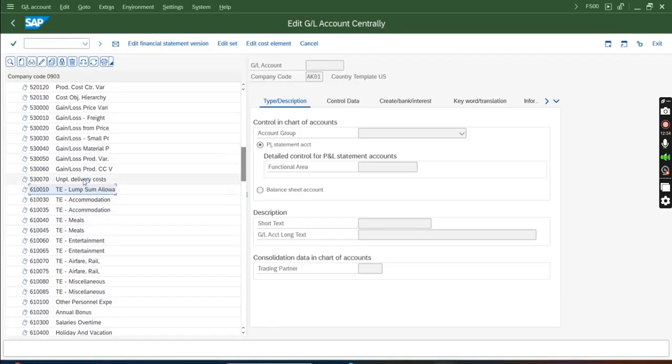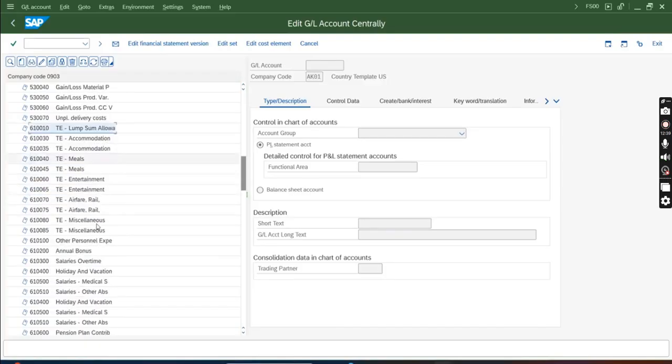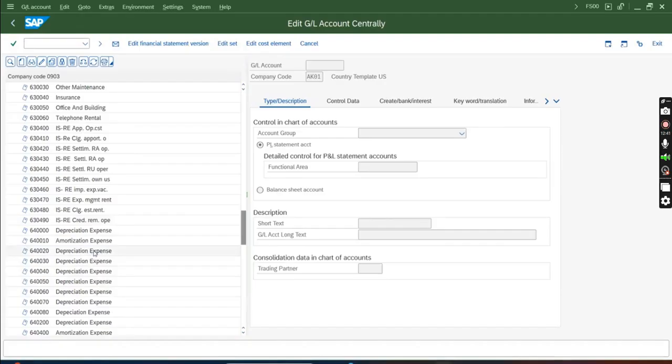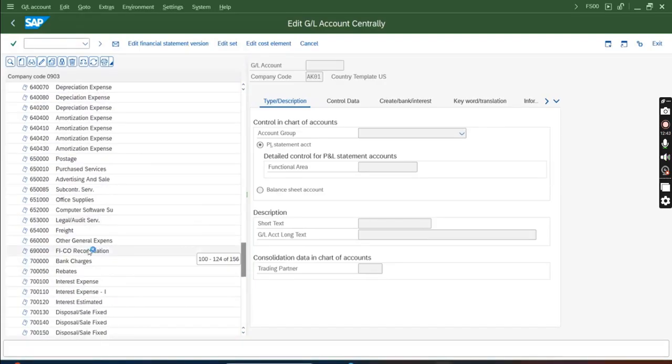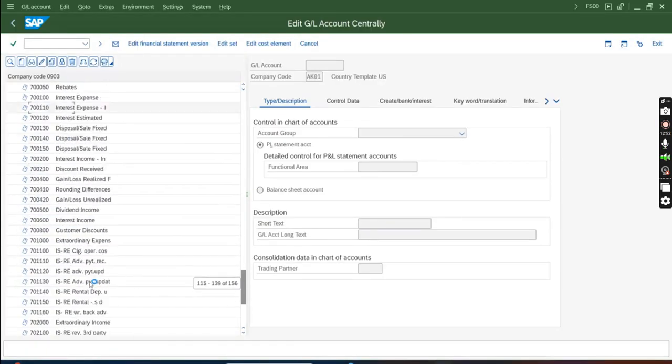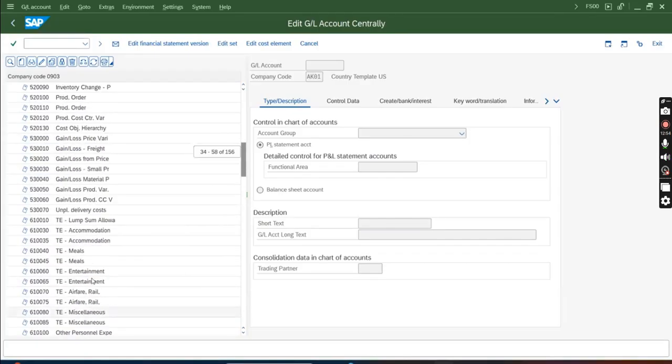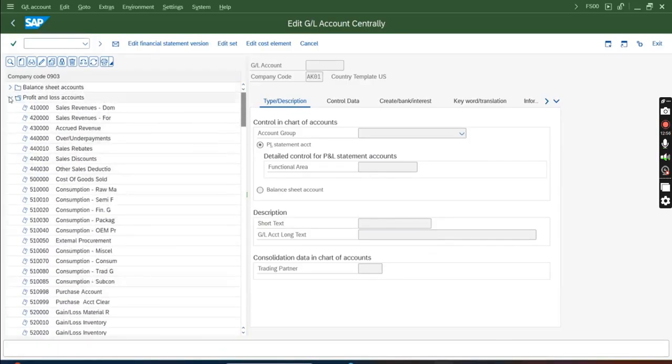The reason being I copied from the US 01 standard company specific chart of accounts. I copied from them. That's why they all came. Depreciation is a loss, you can say. Rebate again a loss, bank charges is an expense. Other general expense, freight is a traveling expense. So all the expenses will appear under this profit and loss account.